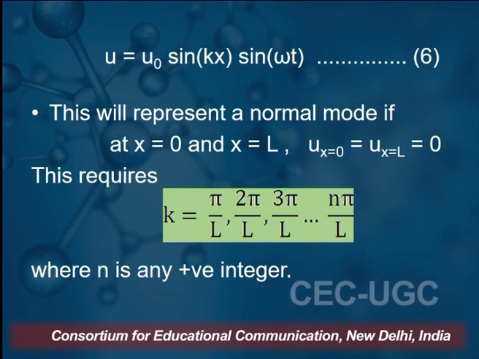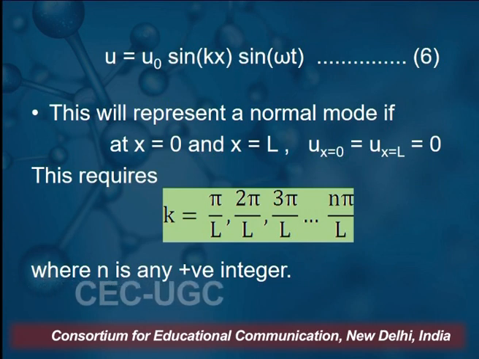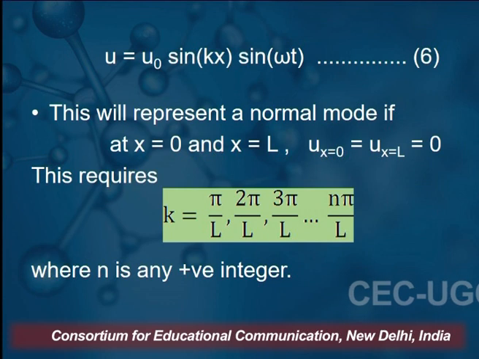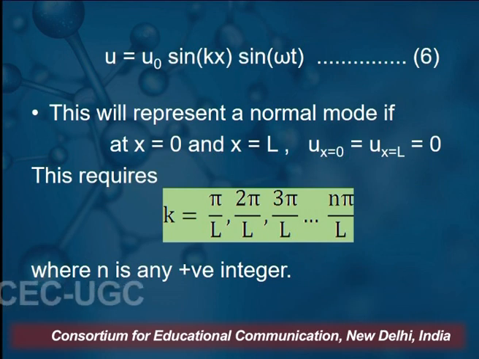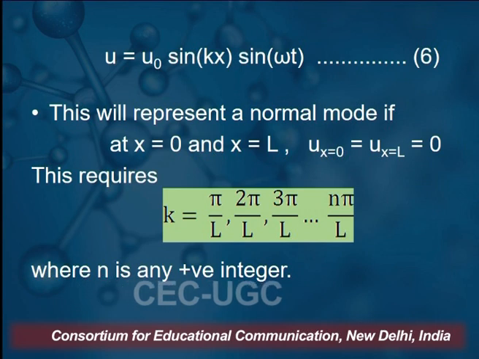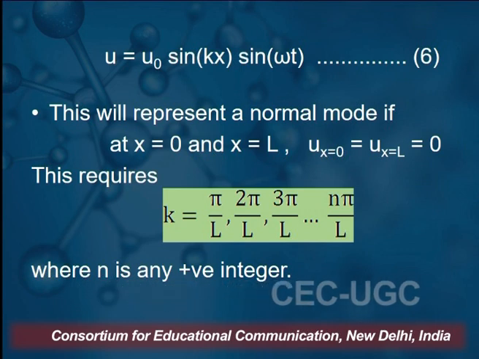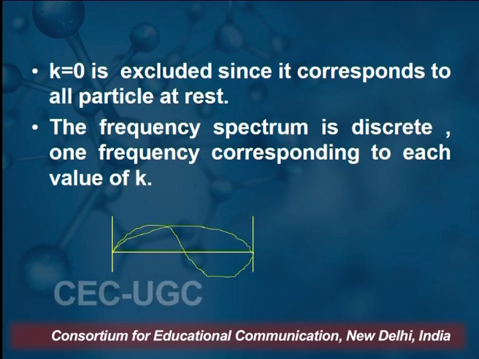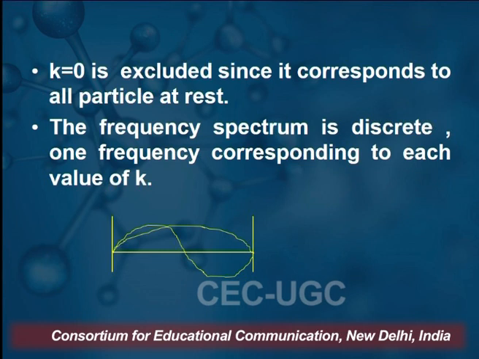Now, look at the values of k. The most interesting part is that k cannot have continuous values. K will have only a discrete set of values, that is pi by L, 2 pi by L, 3 pi by L and so on up to n pi by L. That means my frequency spectrum in this case is discrete.